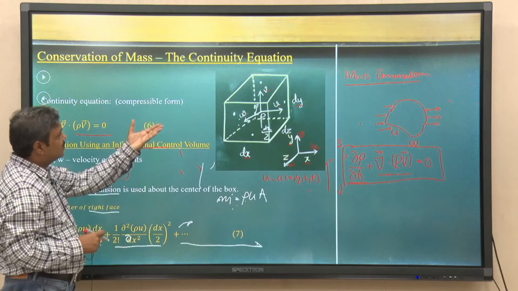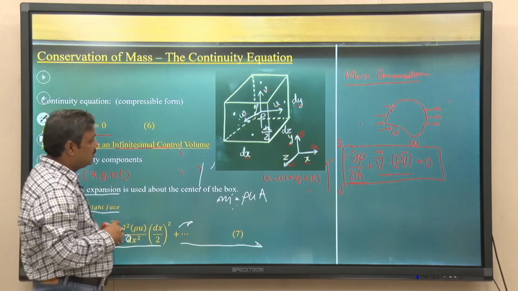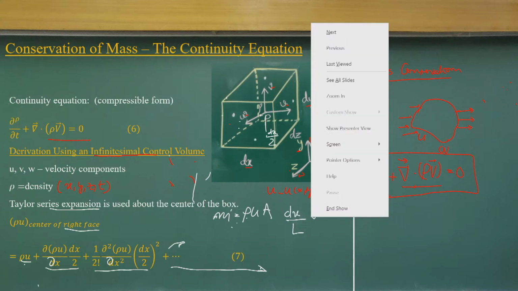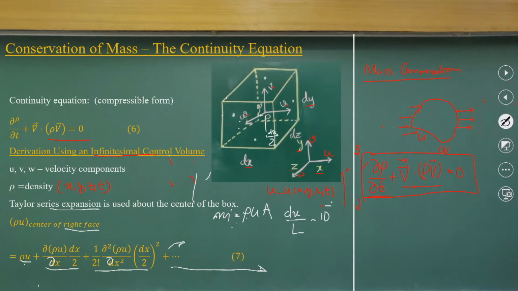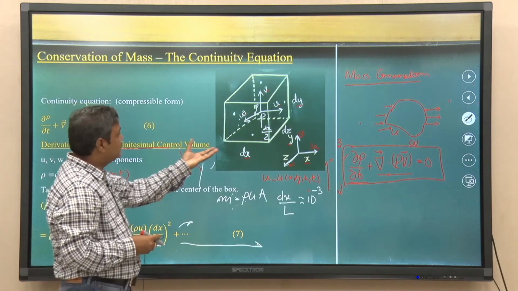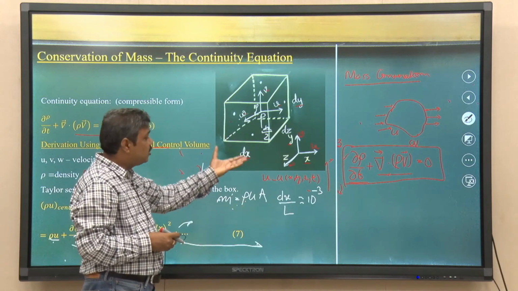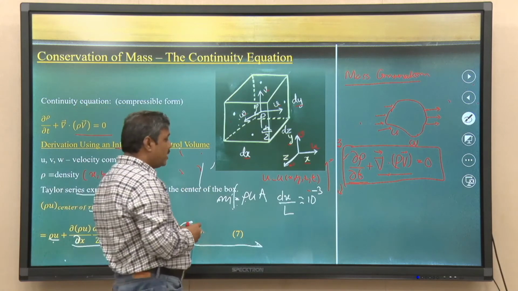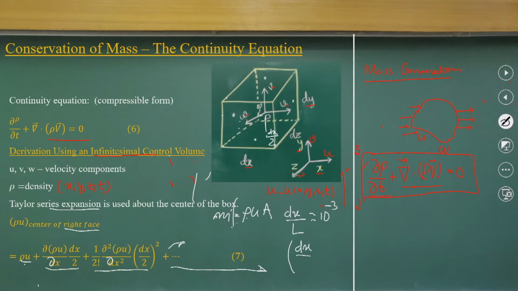as we are looking at infinitely small control volumes, the dx value we are considering is defined by the characteristic length. Basically, when you are solving a pipe flow, the characteristic length is the diameter. So, dx by L for any general problem can be a very small value, of the order of 10 to the power minus 3. Because we are considering a control volume which is infinitely small compared to the characteristic length, this can be 1 by 1000 times. But when you square it, dx by L squared will be 10 to the power minus 6.